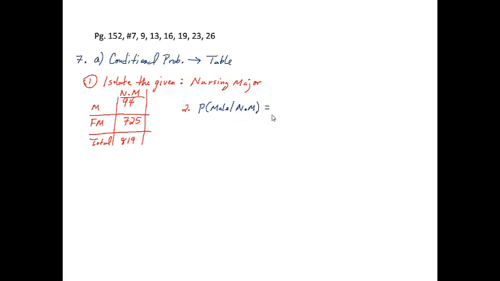I know the student's a nursing major. Well, how many total nursing majors are there? 819. So remember, the whole goes on the bottom, and the part goes up top. So 819, that's from the total. And then you have to figure out how many of them are males. 94. So you get 94 up here. Now let's get our calculators out, and we'll calculate what that is. And it comes to 0.115. So this is approximately 0.115.